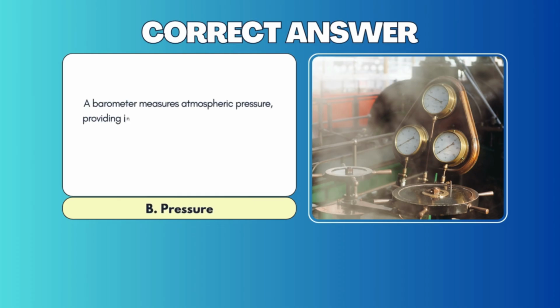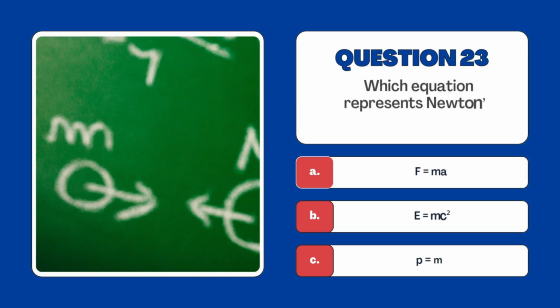The correct answer is B. Pressure. A barometer measures atmospheric pressure, providing information about weather changes and altitude. Question 23. Which equation represents Newton's second law of motion?